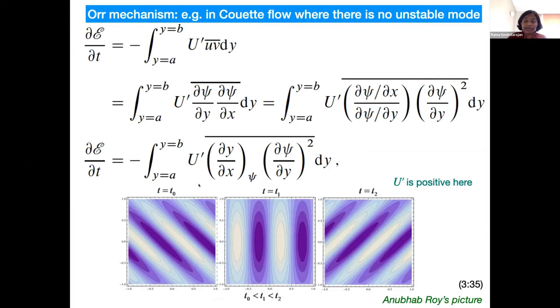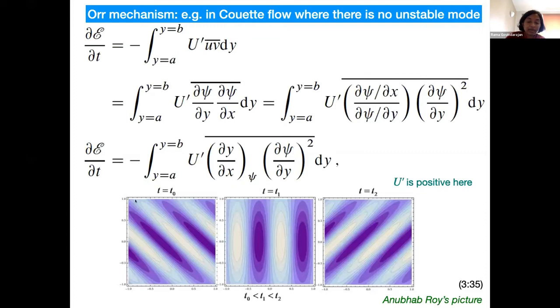So I rewrite this as dy by dx. And now this is a square quantity which can never be negative. So if you want energy to grow, there's a minus sign here and u prime is positive, you need this to be negative. These are lines of constant stream function, so each line here is a line of constant stream function. You can see that if they're all tilted backwards, then the dy by dx is negative for them.